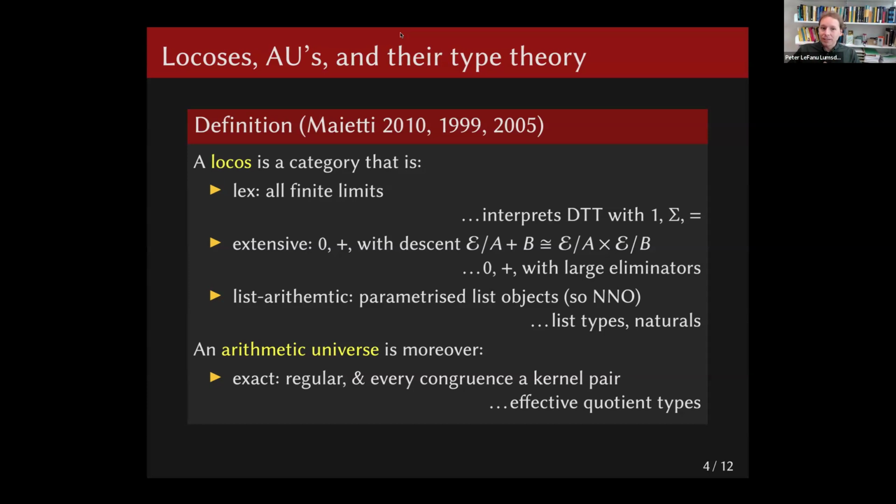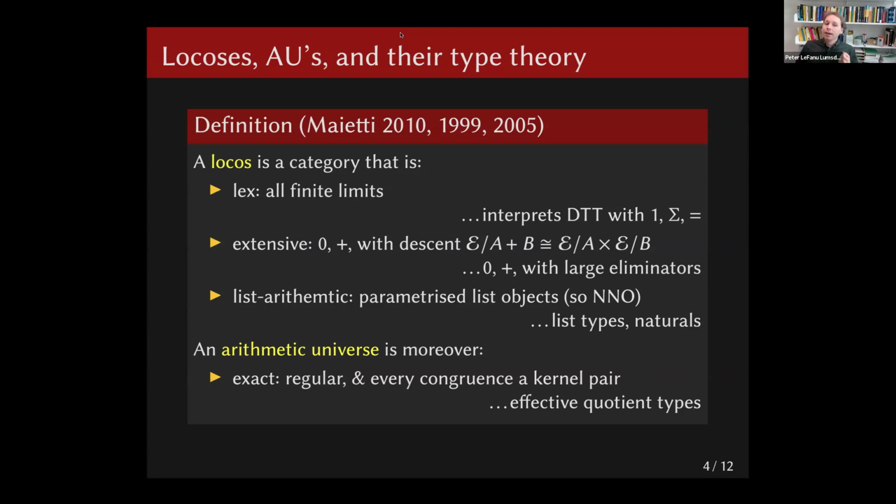In particular, the finite limits say that our category can interpret dependent type theory with 1 and sigma, so unit types and dependent sums, and then also equality, and a fairly strong form of equality. Equality with the extensional reflection rule if one needs it. Extensivity gives us the coproduct types, and moreover the descent condition for them, the extensivity condition, says that in fact the coproducts have large eliminators, that one can define a type family over a coproduct by defining a type family over each of the halves of the coproduct separately.